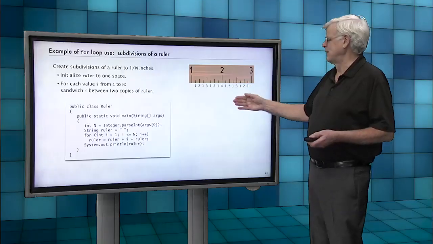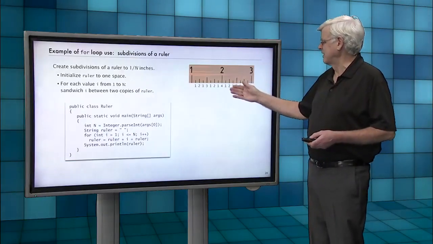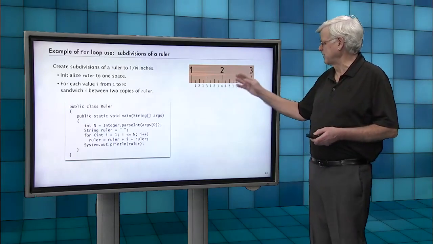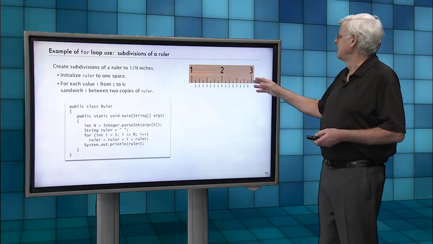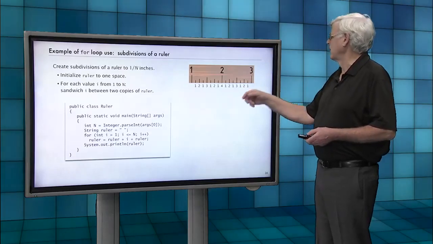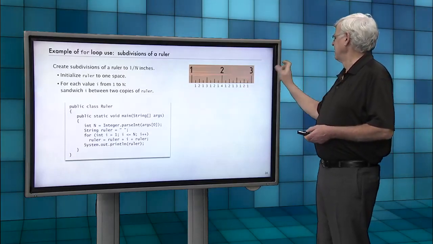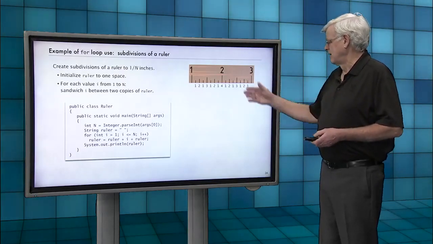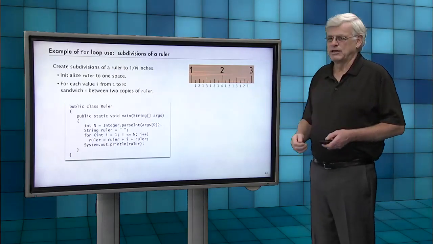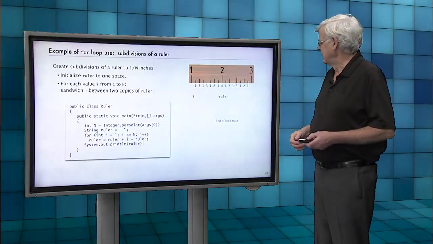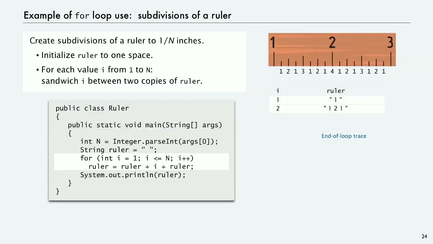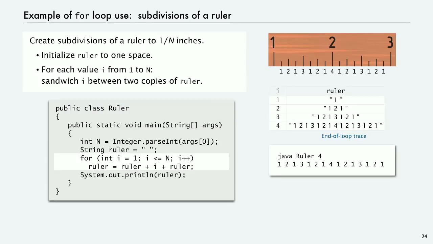So for the last one, where i is 4, in this case, we'd already have ruler equal to 1, 2, 1, 3, 1, 2, 1. We put a copy of that, that's ruler, and then we put the value of i, and then we put another copy. And then once we're done, we just print out the whole string. This is just the value of ruler shown in the trace after each value of i. Type java Ruler 4, we get our answer, that's fine.